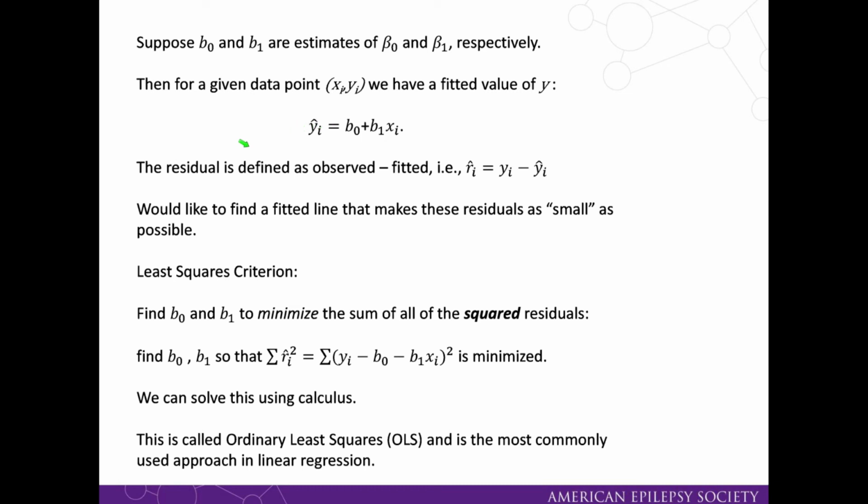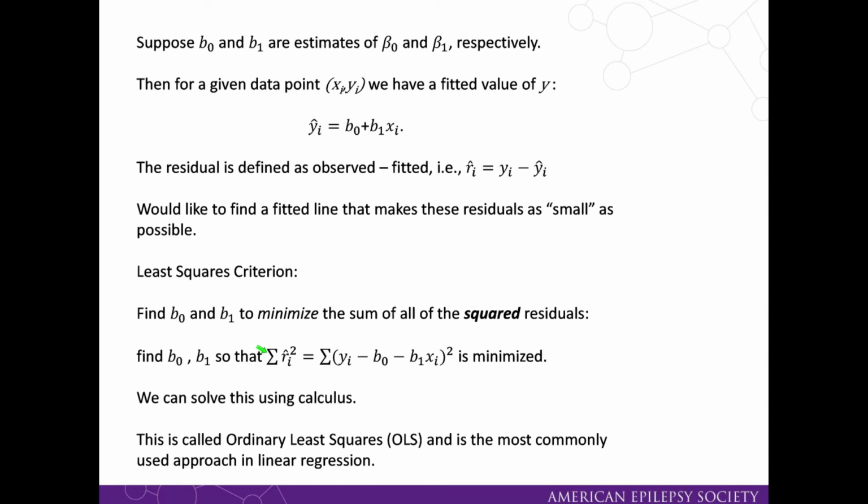We didn't observe that. The residual is defined as the observed minus the fitted, or the modeled. Recall that from one of our slides. And so the residual, r, not to be confused with correlation, it's just the letter r for residual, r i is equal to the observed y minus what we think it should be. And we would like to find a line that makes these residuals as small as possible. And that leads us to the least squares criterion. We want to find a beta naught and a beta 1, an intercept and a slope, to minimize the sum of all of the squared residuals.